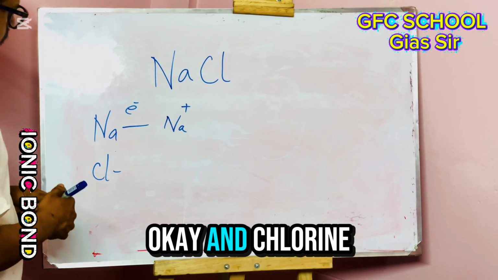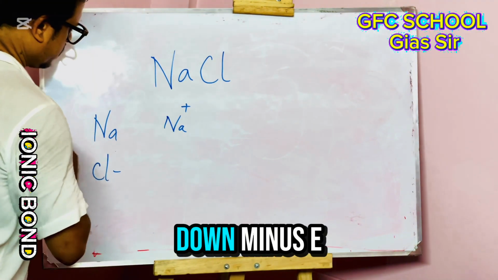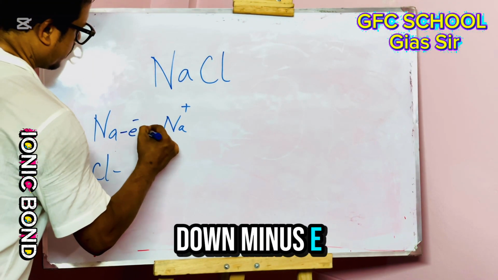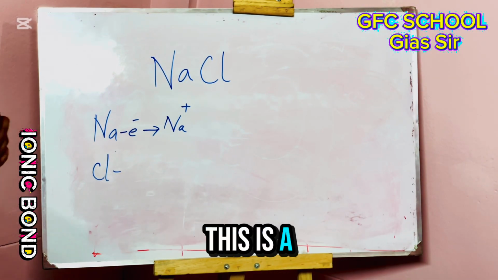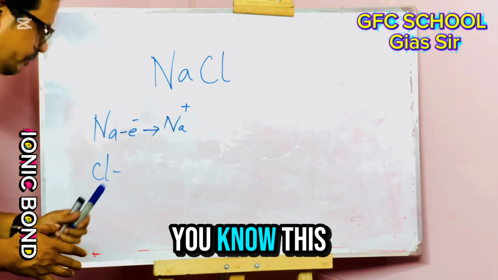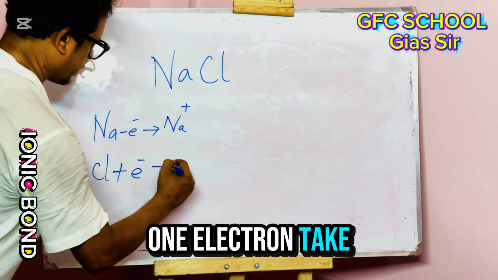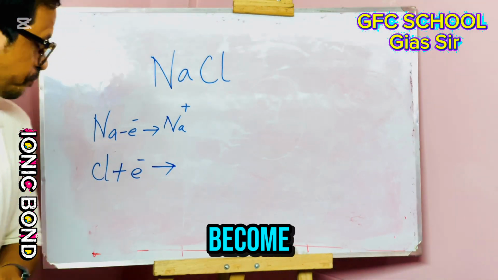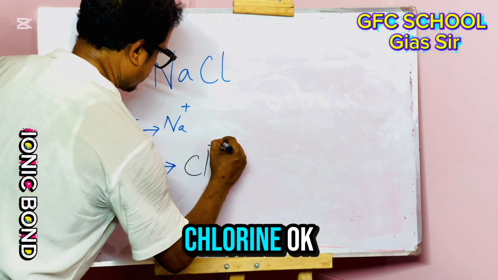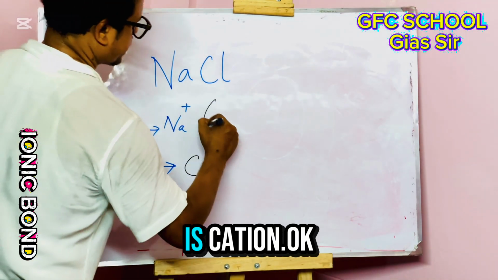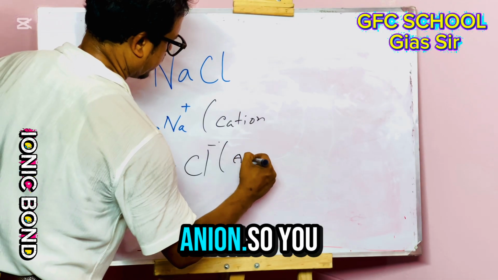From this we may write down Na minus e becomes Na positive. This is cation. And chlorine will take one electron, and it will become chloride ion. This is anion, and it is an ion.